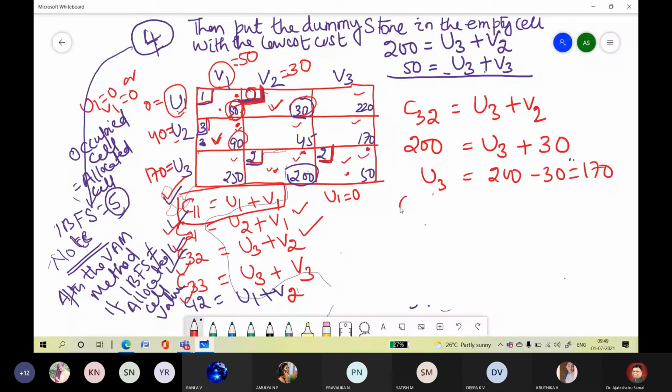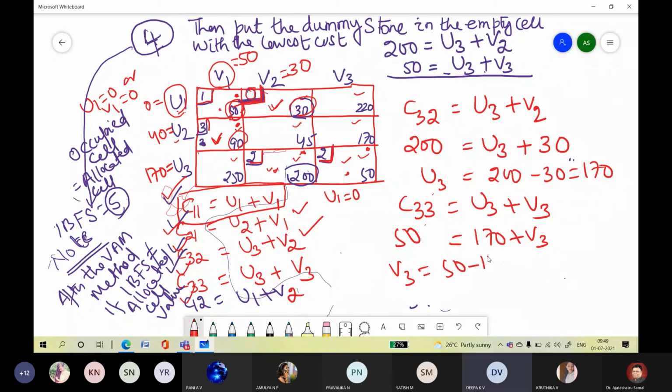Then the last equation, C33 equal to U3 plus V3. C33 is 50, which is equal to U3, we got 170, plus V3. So V3 will come negative, correct or not? It will come negative. V3 is 50 minus 170, so minus 120 will come. Now guys, next class at 11 o'clock, I'll teach you the further step.